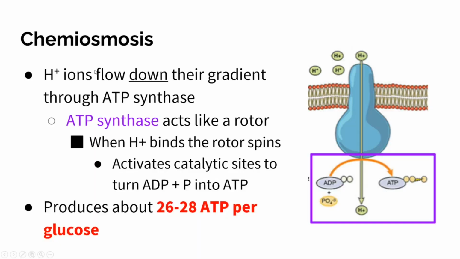All right, the proton ions flow down their gradient through ATP synthase. ATP synthase acts like a rotor, and when the protons bind, the rotor spins, and that activates a catalytic site to turn ADP plus a phosphate into ATP, just like what I said before. This step alone will produce 26 to 28 ATP per glucose. This number, plus the number that we got from glycolysis and pyruvate oxidation, ends up being our net total of 34 to 36 that we see. Okay, and that's basically the last step of the electron transport chain.